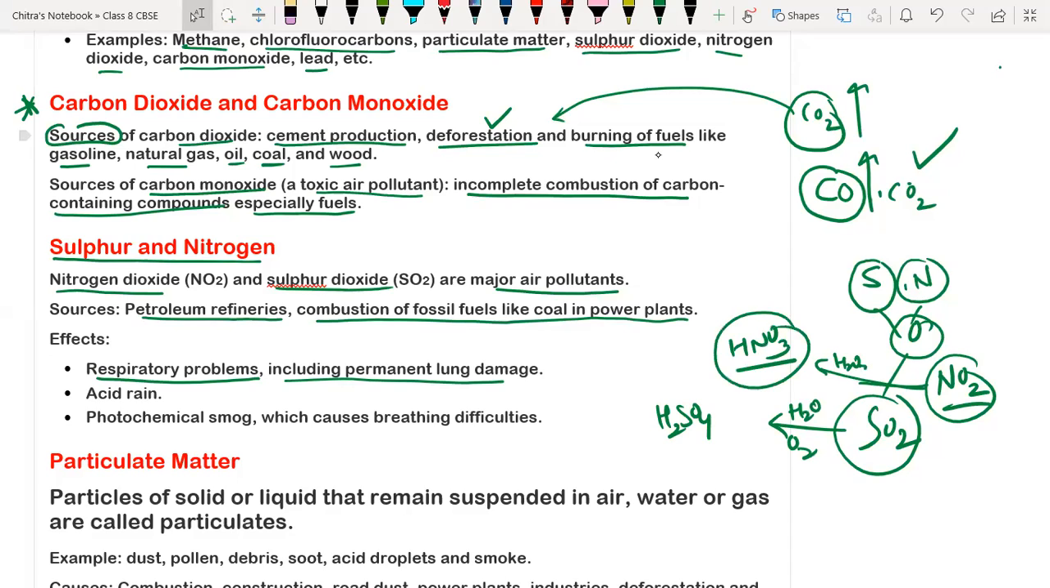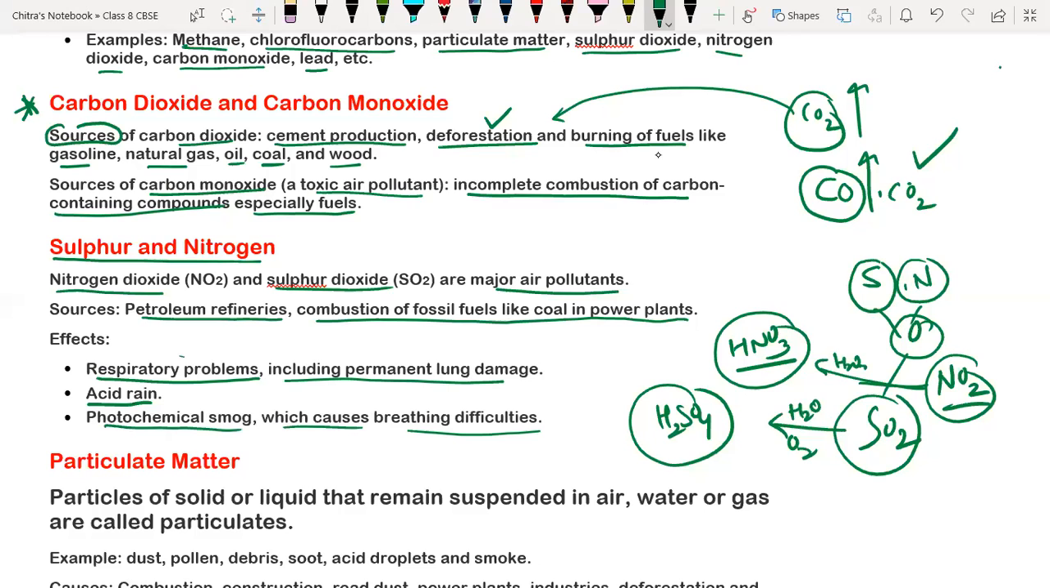Okay, so the nitric acid and sulfuric acid then accumulate in clouds and mix there, and they cause acid rain. So acid rain is again a major result of sulfur and nitrogen oxides. They also cause photochemical smog, which causes breathing difficulties in most animals.